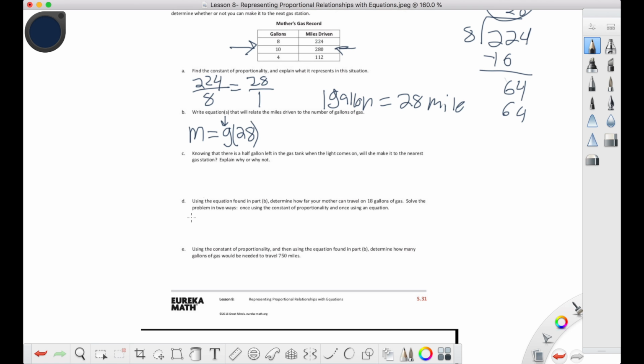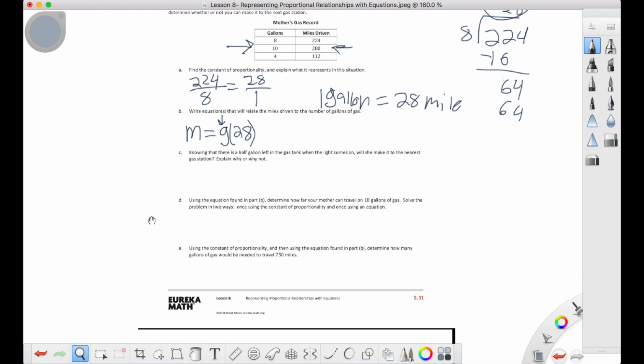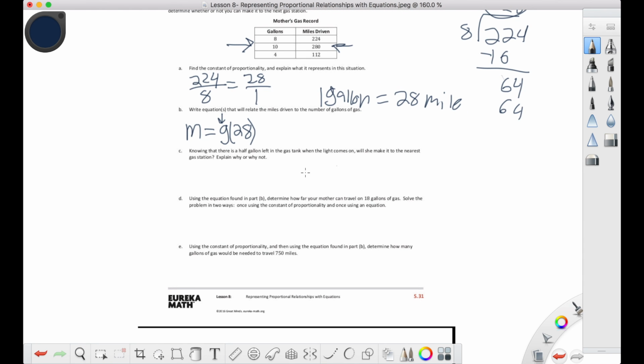Okay. Knowing that there's a half gallon left in the tank when the light comes on, will she make it to the nearest gas station or not? So we know that 1 gallon equals 28 miles. We need to figure out how much a half gallon equates to. Well, we can divide both sides by 2, and we can see that half a gallon is going to be 14 miles. So no, they get stuck.